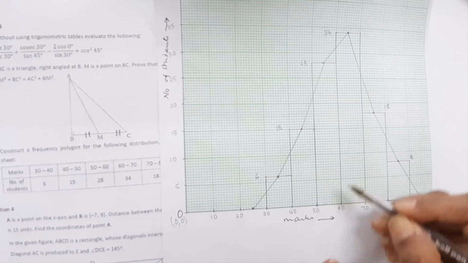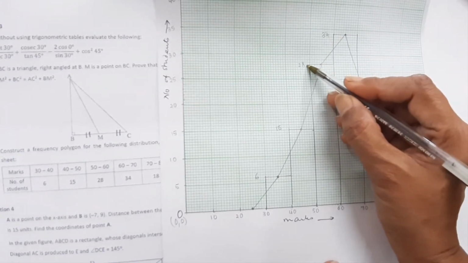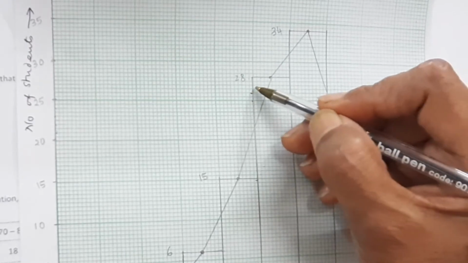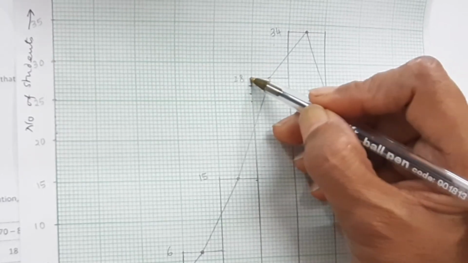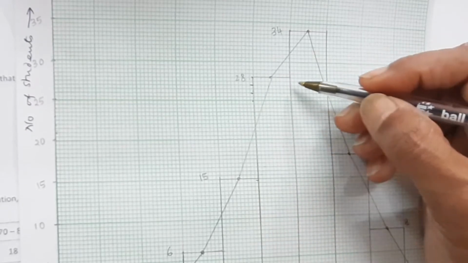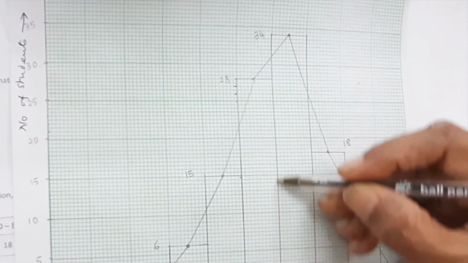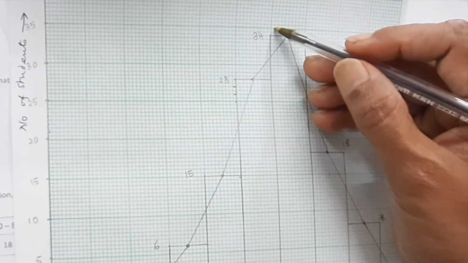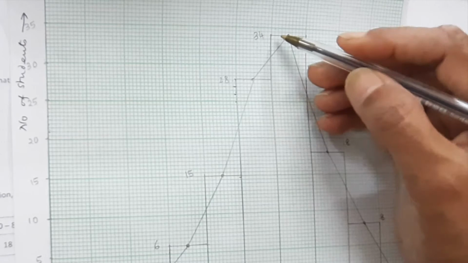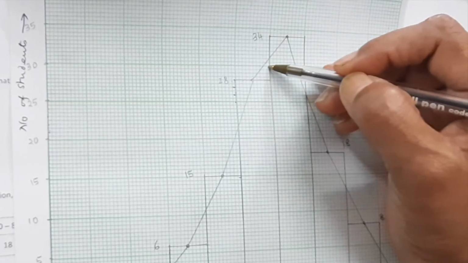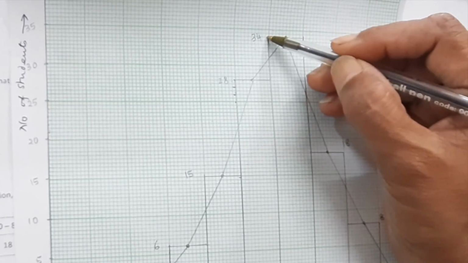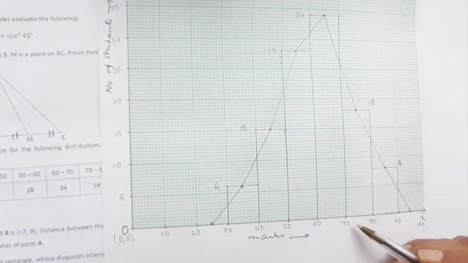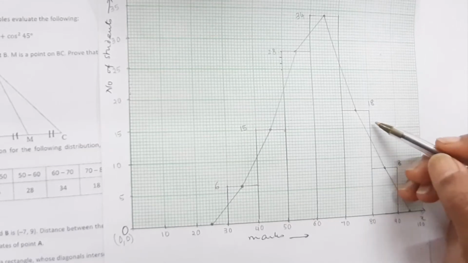Then 50 to 60 it is 28. So after 25 this will be 26, this will be 27, and this will be 28. So we draw the horizontal line, and then we take this vertical line to make this rectangle, and then out here this is 34. So you will see that this is 30, this is 35. So I come down 2 divisions, so that is my 34. I complete this rectangle.